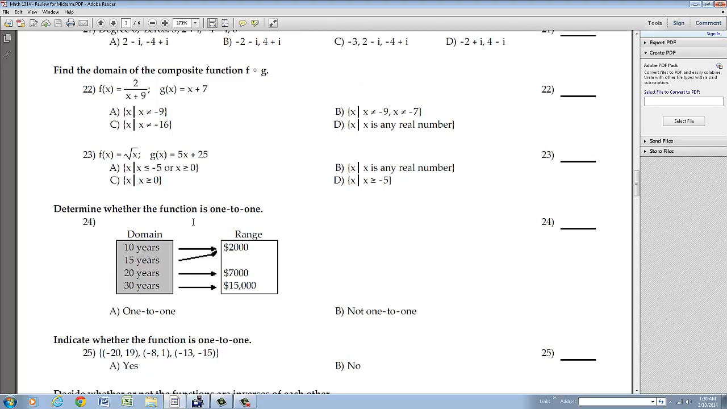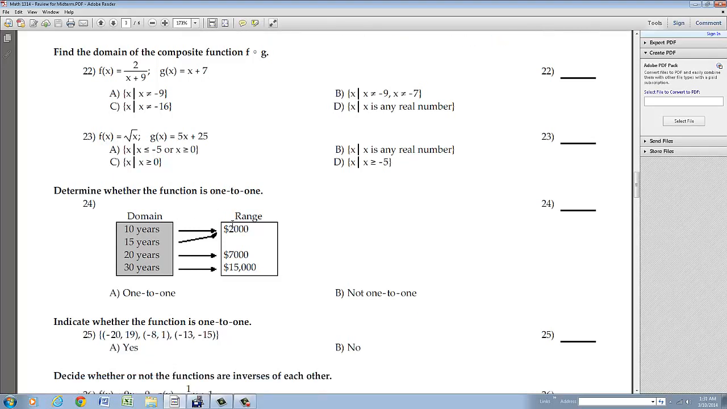Okay, determine whether the function is 1-to-1. 1-to-1 means that for every x, there has to be 1 y, and then the converse has to be true. For every y, there has to be 1 x. But notice here, these 2 arrows, if I go back for this value, it's not a 1-to-1. It's just going to 2 values. So the answer to this one is no.